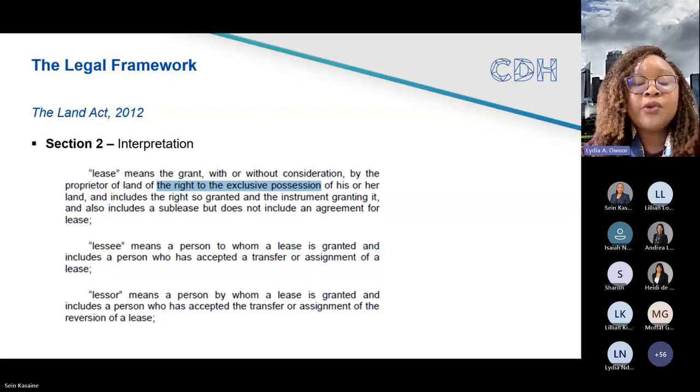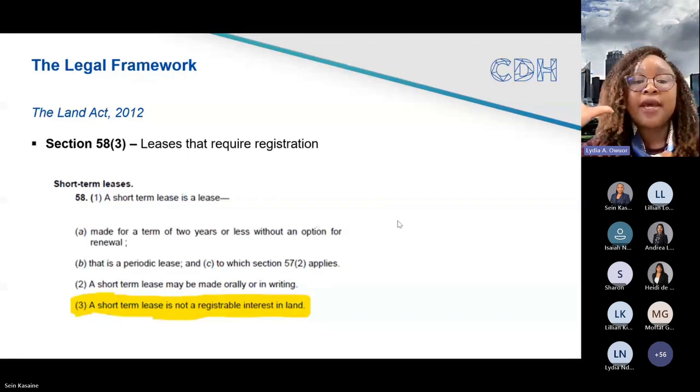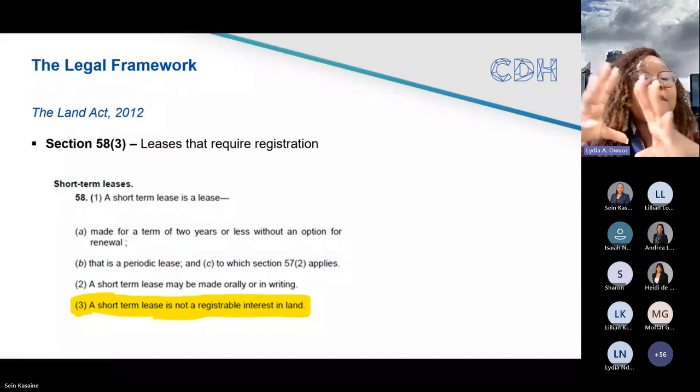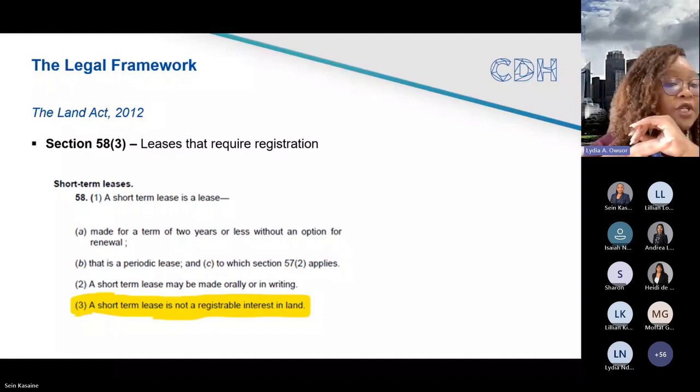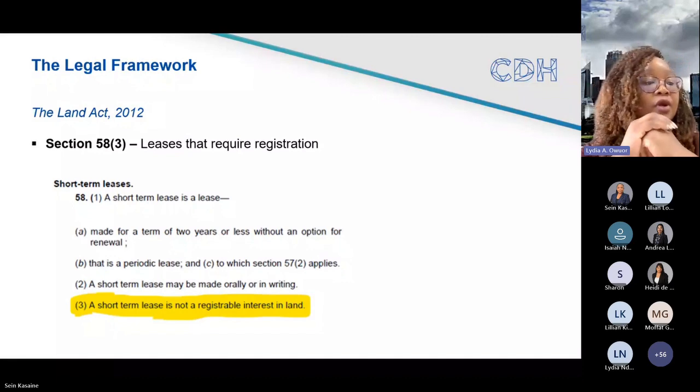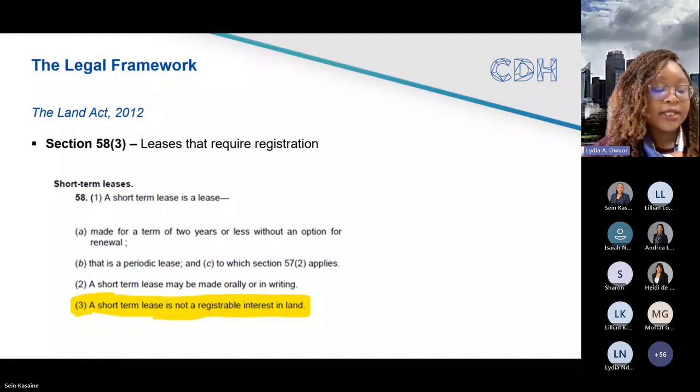Now, the next provision we are looking at is Section 58 of the Land Act 2012, because this is how you determine which leases ought to be registered. And it's simply by interpretation of this section, especially Section 58.3, which we will get to. So again, we can just look at these sections together.